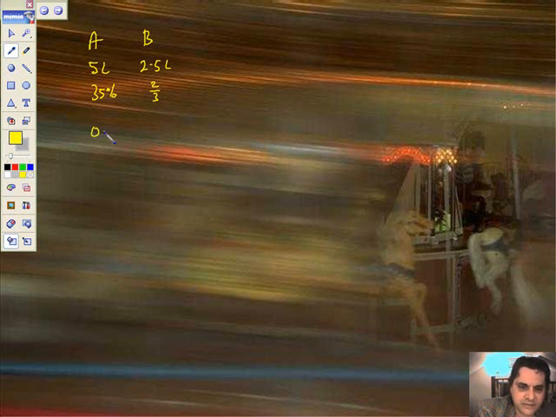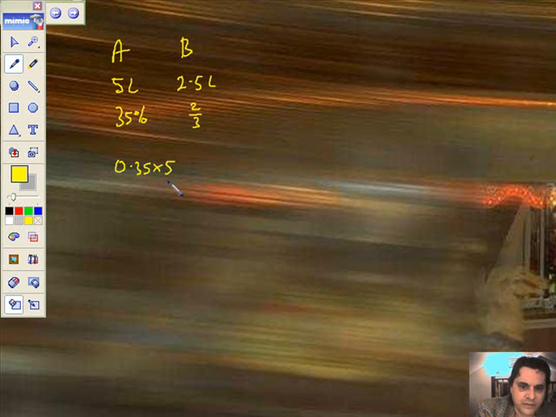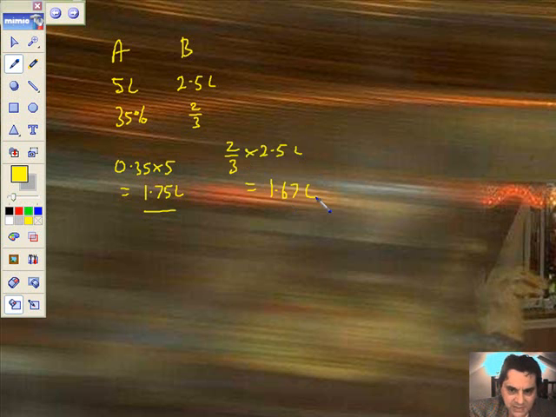I've got 35% of 5, and that's going to give me something. I'm sure I can do it in my brain, but I can't be bothered. So 0.35 times 5, that's going to give me 1.75 litres. Here I've got 2/3 full, so essentially I've got 2/3 of 2.5 litres. Let's work it out. So 2 divided by 3 times 2.5. I have got 1.67 litres of paint in B.